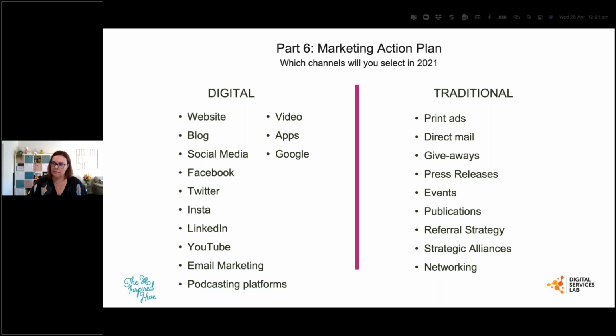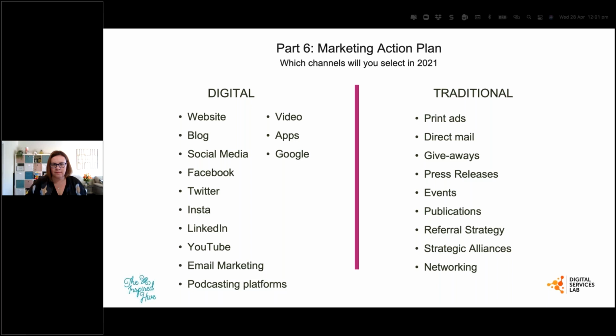You've got obviously your social media channels, and that's a combination of, or selecting just one or two: Facebook, Twitter, Insta, LinkedIn, YouTube. You've got email marketing, podcasting that might be something for you to consider, video applications, software applications that is, or applications for the phone, and of course using Google.